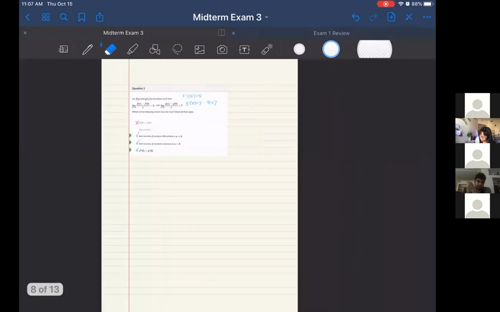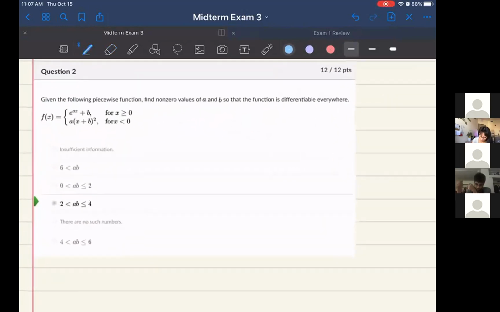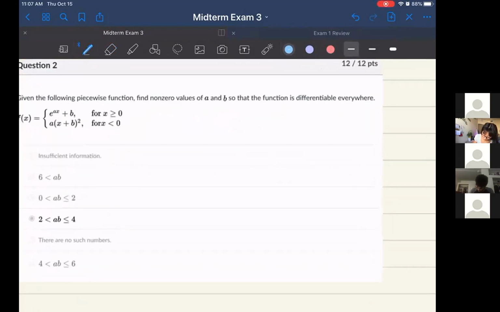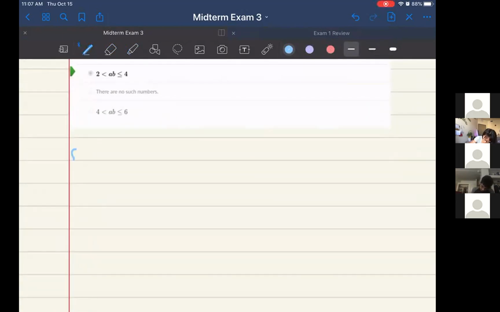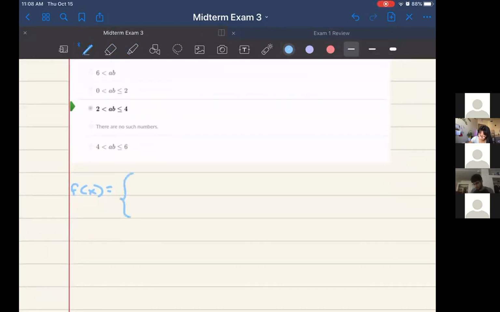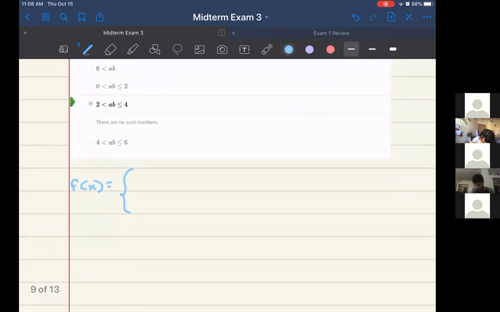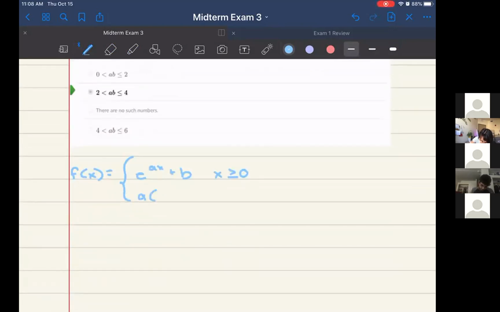Okay. For the next one, this one was kind of difficult. Let's go through this one. Given the following piecewise function, find non-zero values of a and b such that the function is differentiable everywhere. We are given f of x, so I'm going to just go down here. x squared, what is it? e to the ax plus b for x greater than or equal to 0, and a x plus b squared for x less than 0. All right, this one was pretty difficult. It took me a little while.